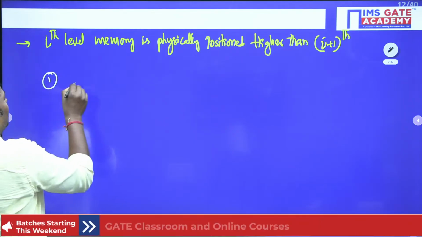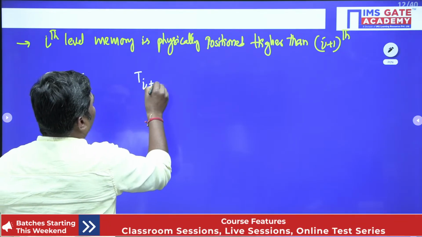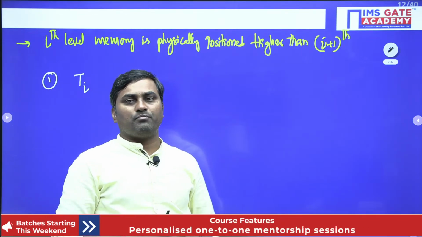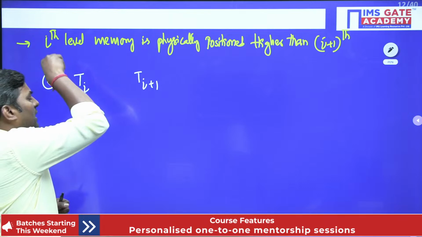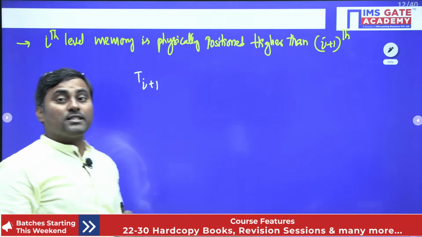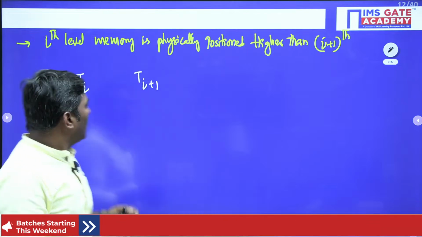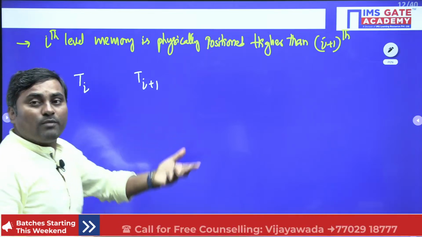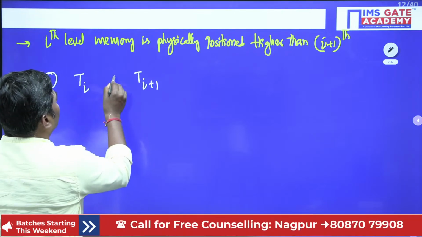With this respect, suppose I take Ti. What is Ti? And Ti+1. So Ti is the ith level, and Ti+1 is the next level, from top to bottom. Now all of you please tell me, what is the relationship between the access time of the ith level and the (i+1)th level? Who is taking more time? Who is taking less time? So the ith level is smaller than i+1, so I can write the less than symbol.